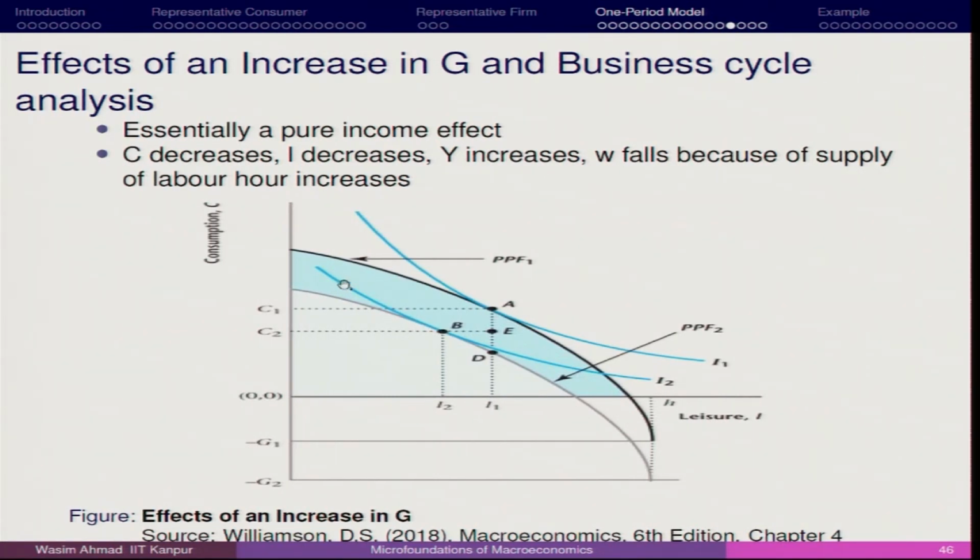And now you can see that the representative consumer is at point B. At B he is taking C2 consumption and L2 is the leisure. So, it is clear that from the original point A, which was leading to L1 and C1, now here we have L2 and C2. So, there is a decrease in leisure and there is a decrease in consumption.